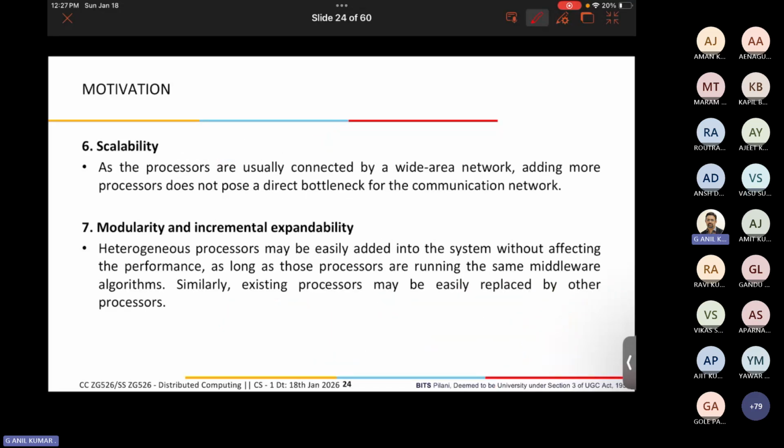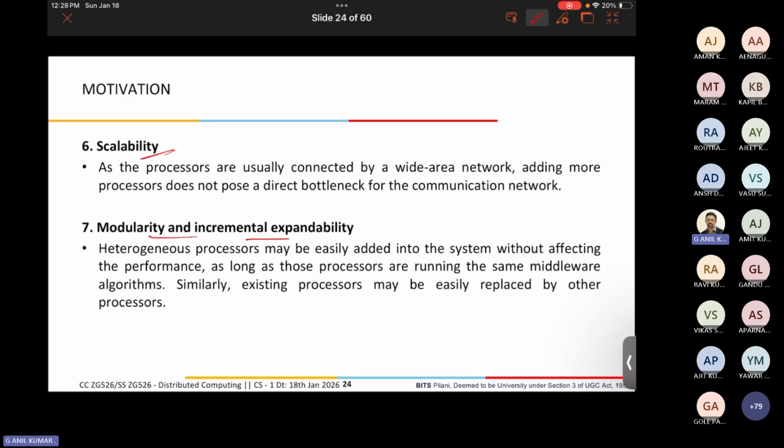Let me say this is the last point and then we'll have the questions. Scalability is another factor. We can scale any number of systems. We don't have any limit on the number of processors, the amount of RAM or the storage that you can have. You can keep on scaling up, which is not possible in a centralized environment. You have certain limitations over there. Modularity and incremental expandability: it is obviously a more modular system.